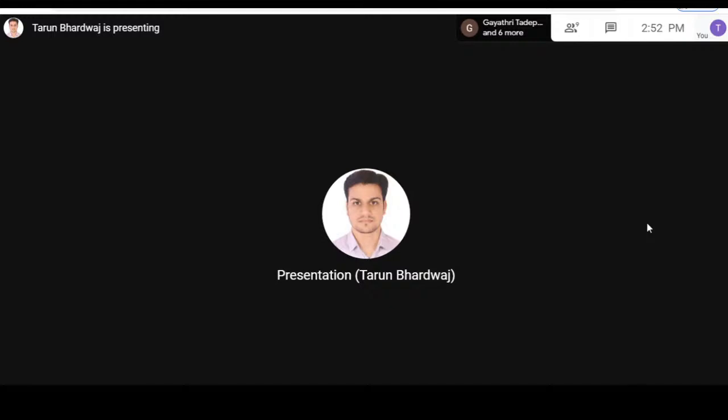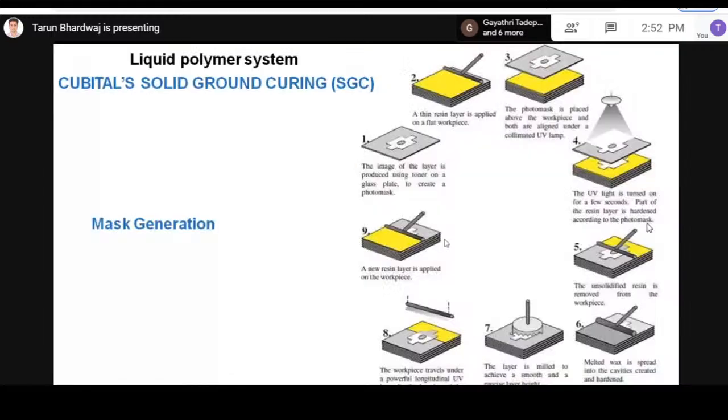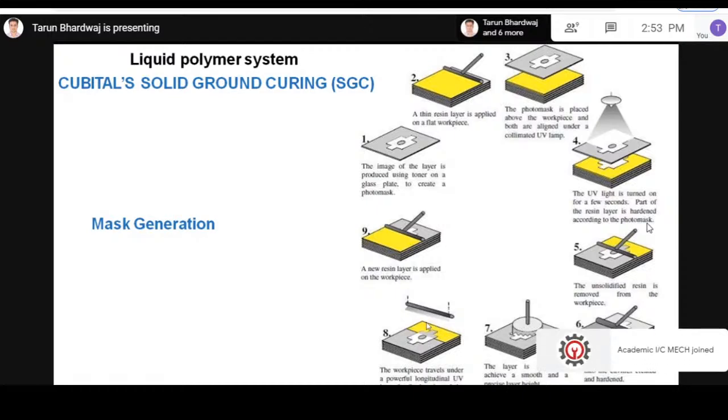both are placed under the collimated UV lamps. So as you can see, a single layer is cured by UV light. And then after that, layer by layer manufacturing is done by using the photomask. And then after that, we mill that product, and we can use it for the final application. This is basically the mask generation.